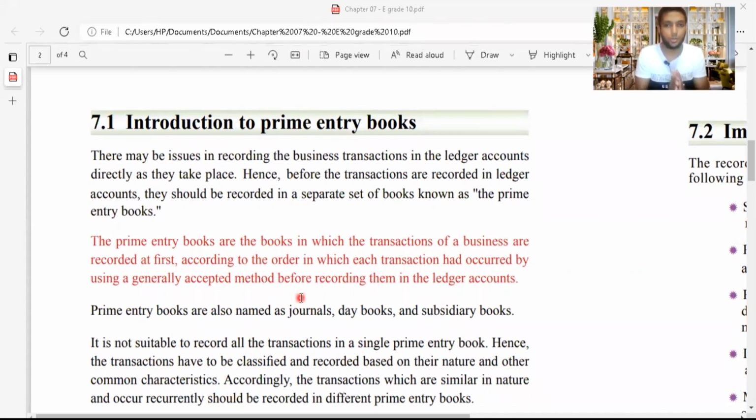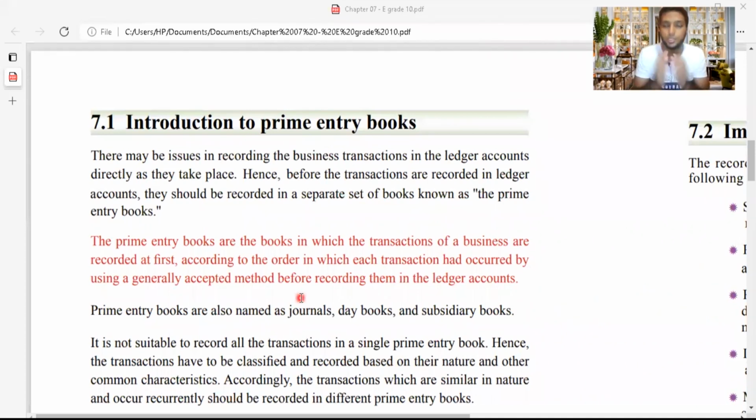In this you need to understand what primary books are first of all. So let's move on to the point, what are primary books. The primary books are the books in which the transactions of a business are recorded at first, according to the order in which each transaction occurred, by using a generally accepted method, before recording them in ledger accounts.